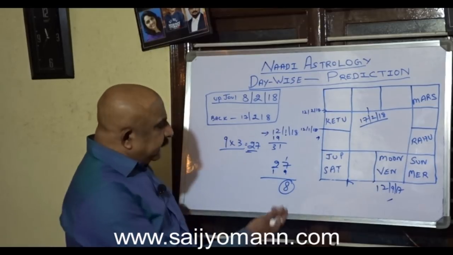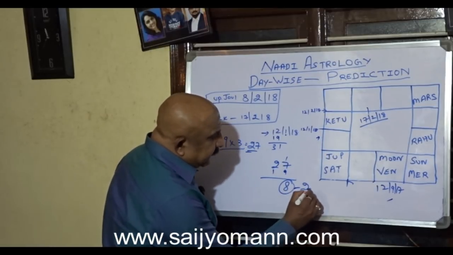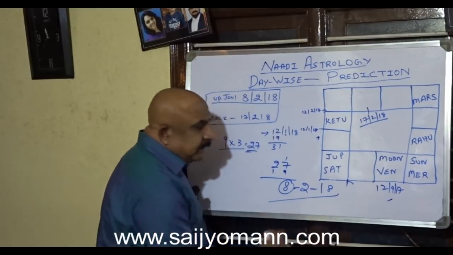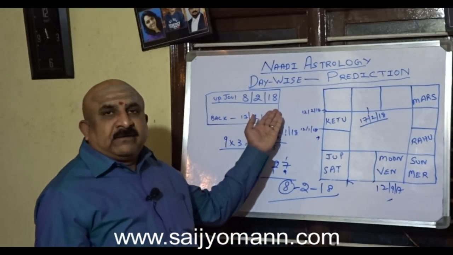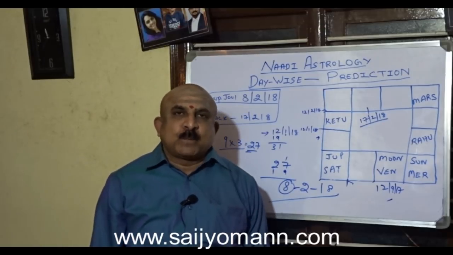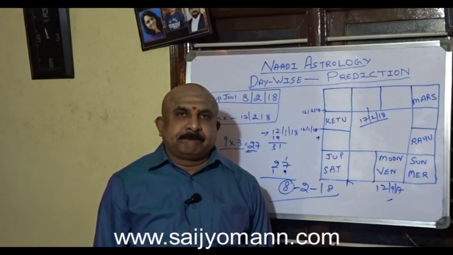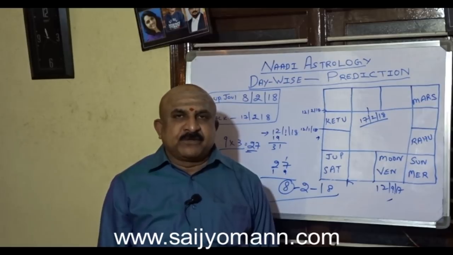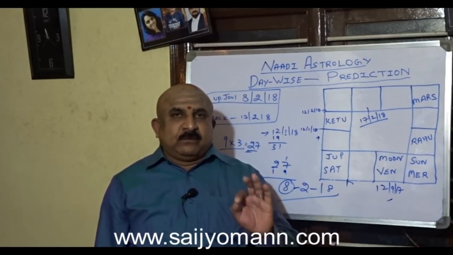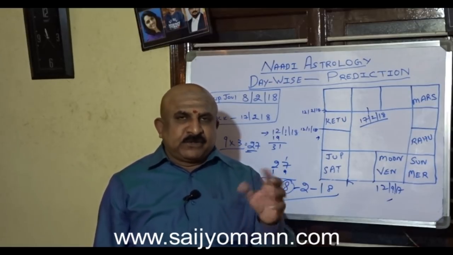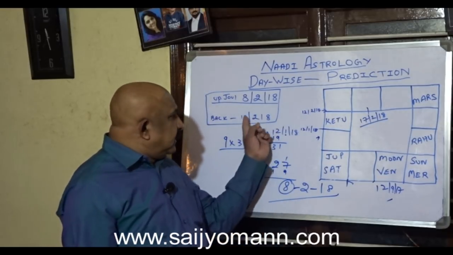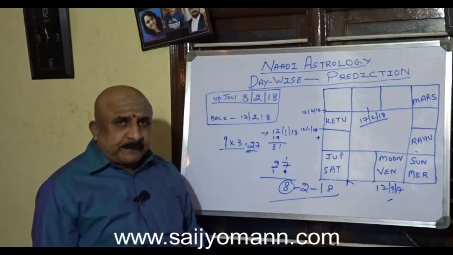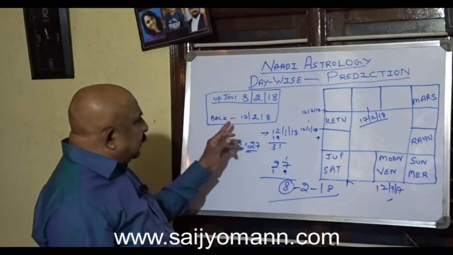Now, we get here exactly 8/2. That is the date of journey. I hope you have understood. Now, we finished the other part. Backward journey also. Fine.